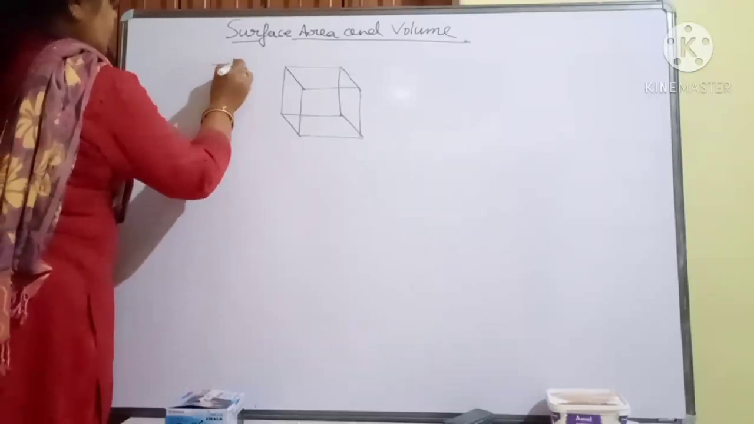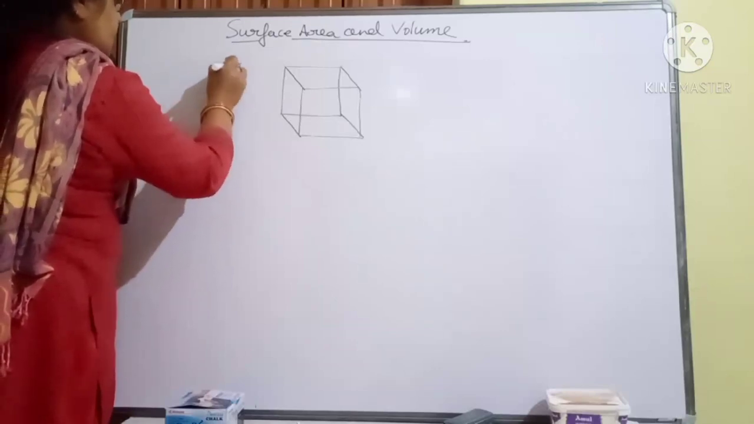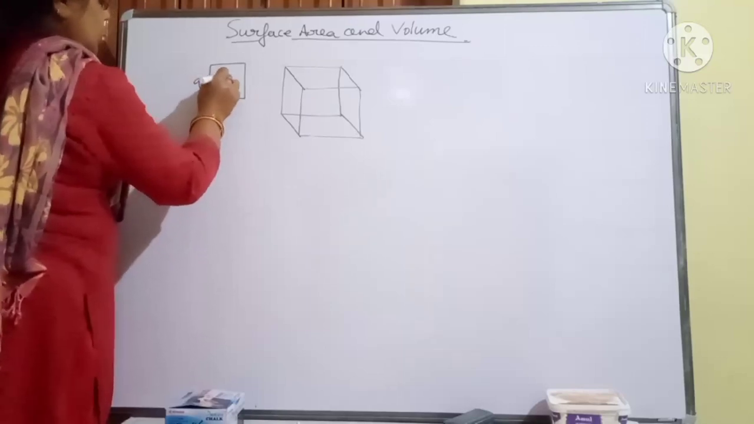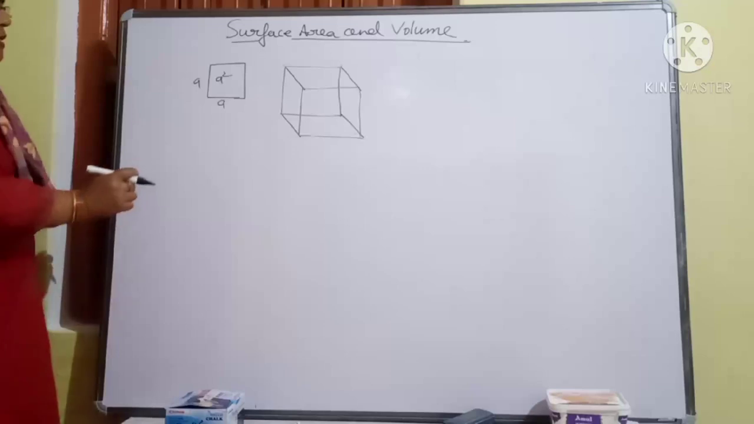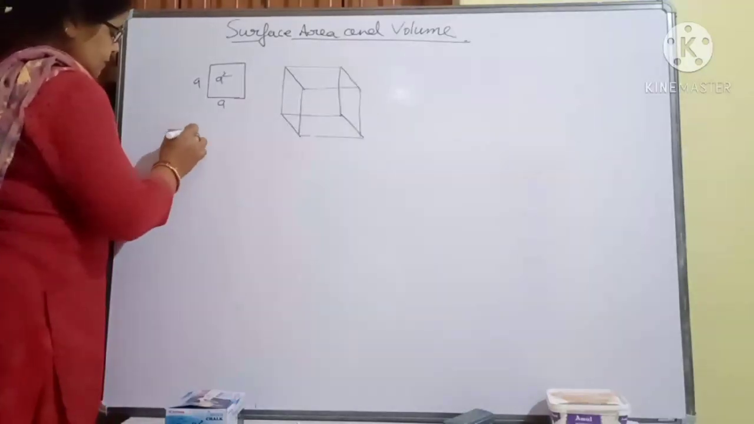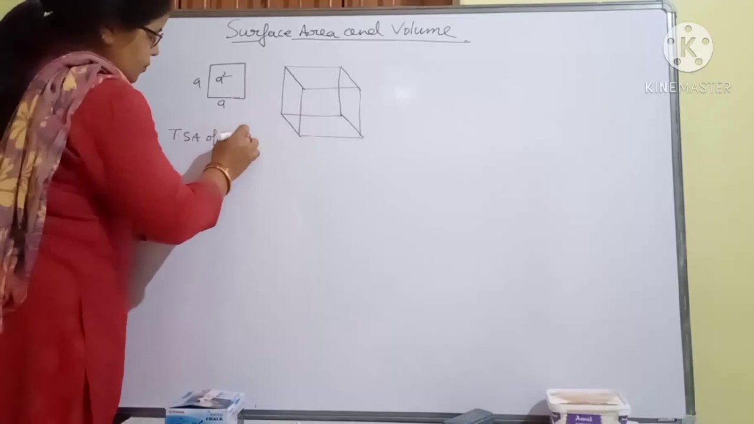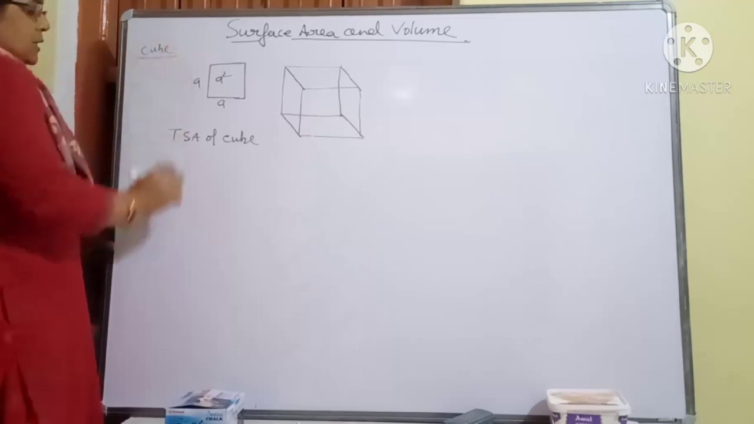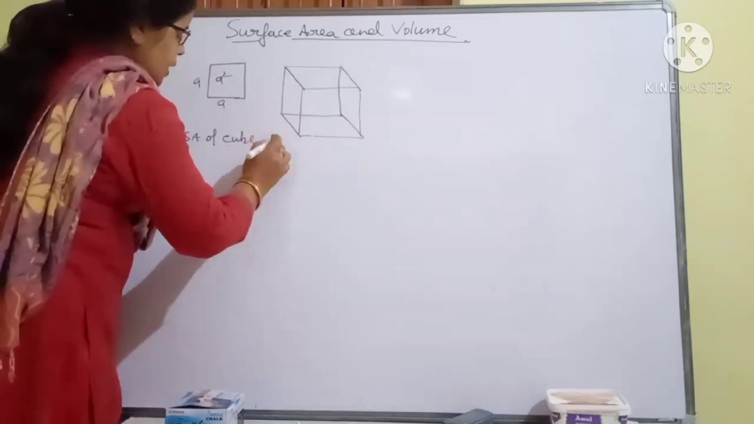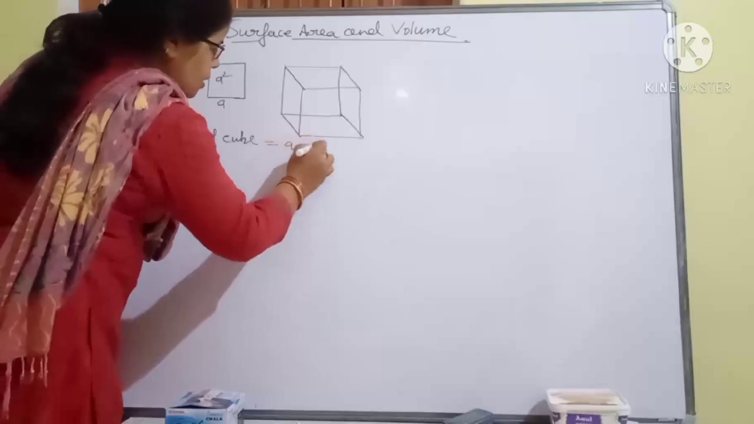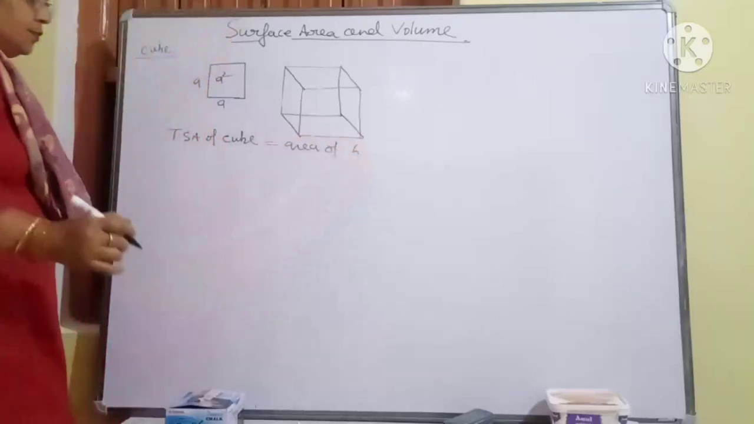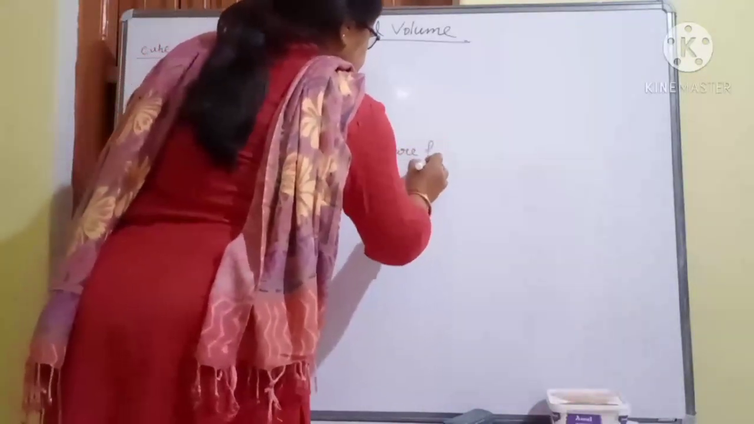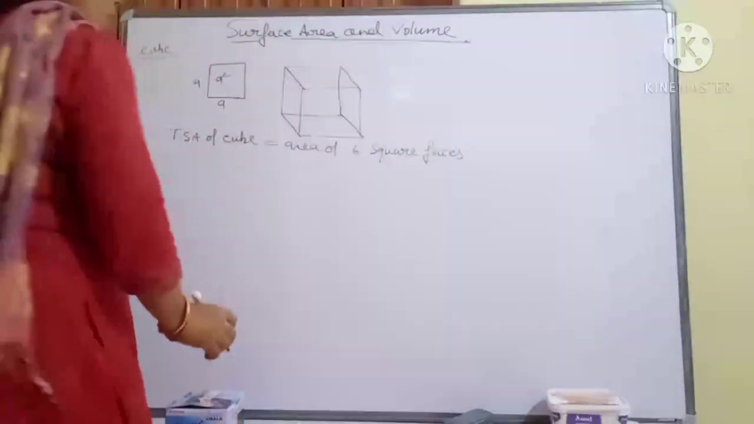See the square I am making. Its side is A, so its area will be A square. So how many faces? TSA of cube. TSA means, beta, total surface area. The total surface area of a cube is equal to the area of 6 square faces.